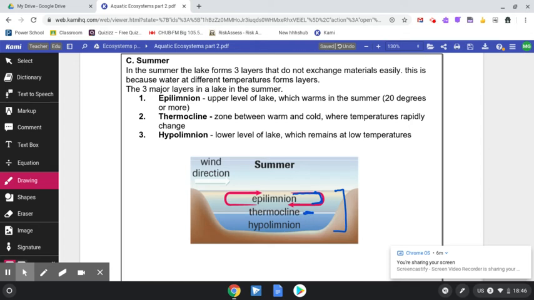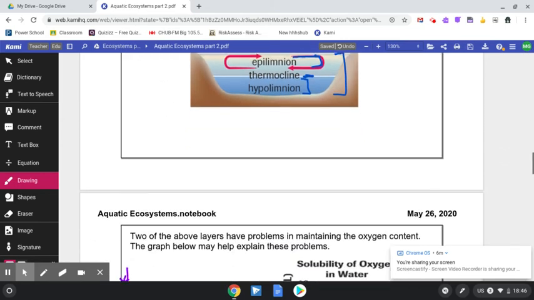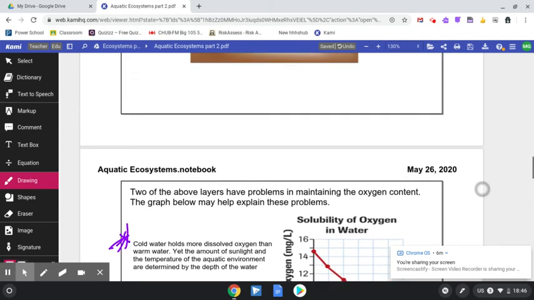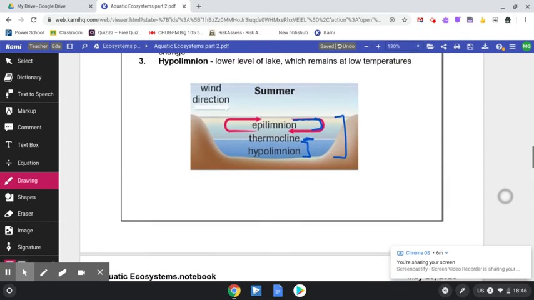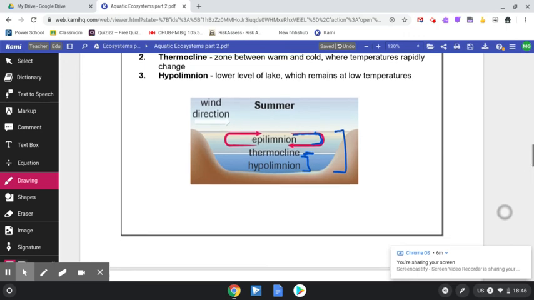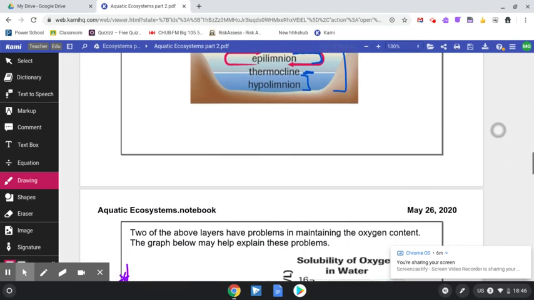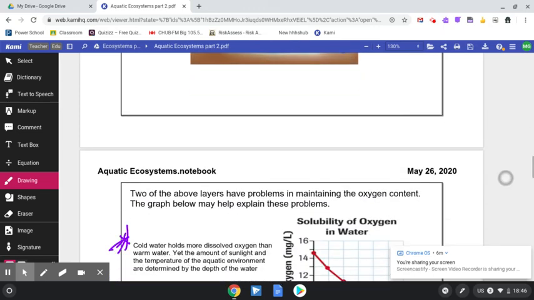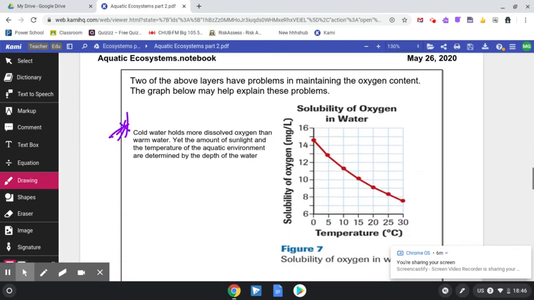Okay, then we've got the hypolimnion, which is referred to as the cold layer or the lower level of the lake. Extremely low temperatures. Epilimnion, thermocline, hypolimnion. Two of the above layers have problems maintaining the oxygen content. I will leave that with you to guess which two layers you think have difficulty maintaining the oxygen content. But here is a big hint for you.